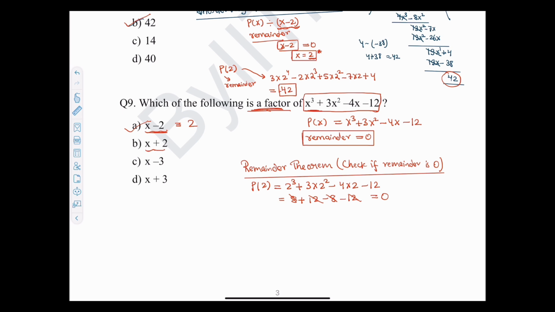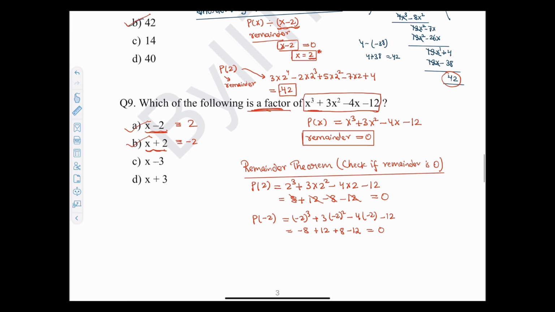What is the root of the divisor? The root of the divisor will be minus 2. So let's put in minus 2 over here and let's see what we are going to get. So we're going to get minus 2 cubed plus 3 times minus 2 squared minus 4 times minus 2 and then minus 12. So this gives us minus 8 plus 12 plus 8 and a minus 12. And this leaves us with 0. Hence, option B is also a correct option.